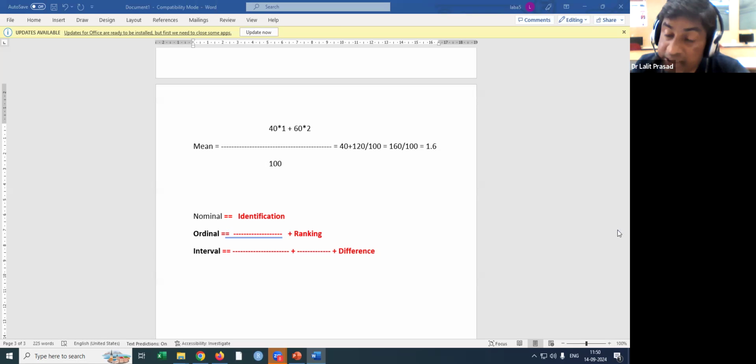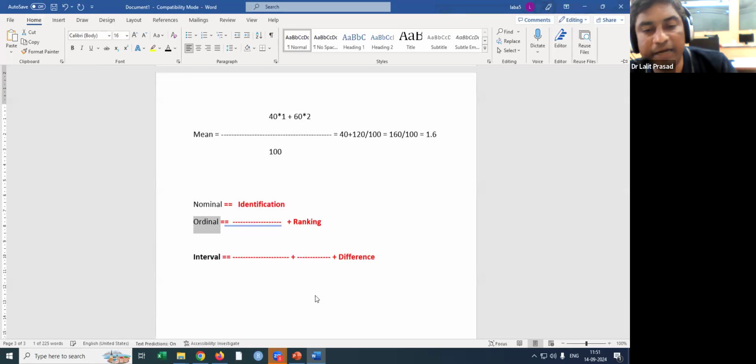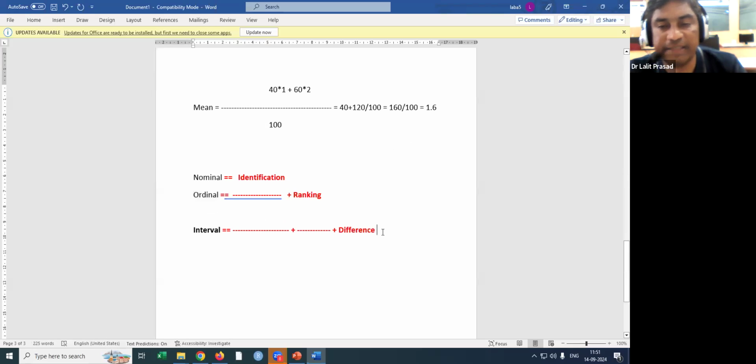So as much information as we are able to get, the more analysis we will be able to do, and the decision making will be more appropriate. Okay, so these 2 scales are known as the categorical scale. Nominal and ordinal are known as the categorical scale, and interval and ratio scales are known as the continuous scale.